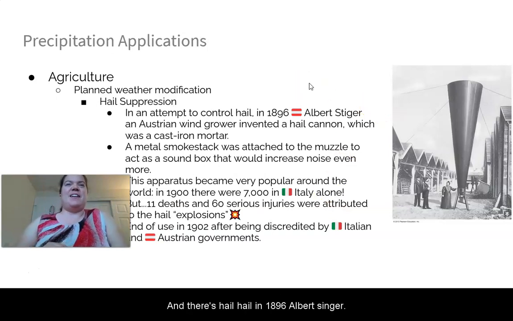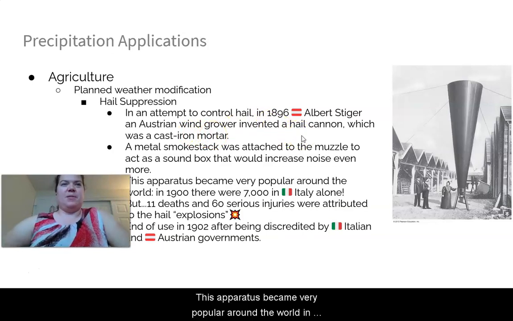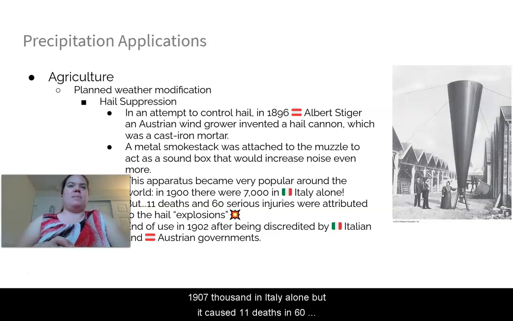Then there's hail suppression. So in an attempt to control hail in 1896, Albert Stiger, an Austrian wine grower, invented a hail cannon, which was a cast iron mortar. It had a metal smokestack attached to a muzzle to act as a sound box, which would increase noise even more. This apparatus became very popular around the world.